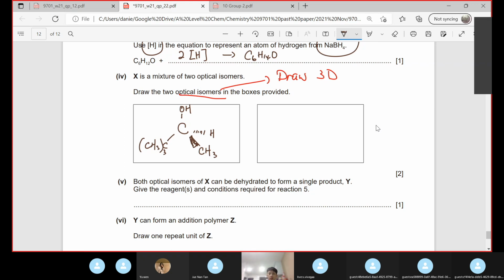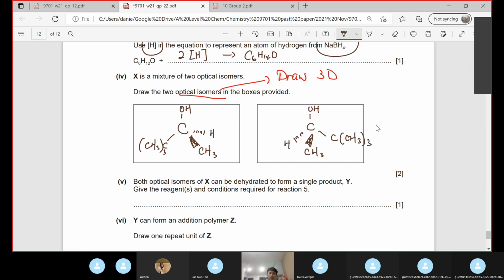Then we draw the mirror image carbon, OH at the top, hydrogen, CH3, then C, CH3, 3. As long as you show the mirror image and all the groups, they are correct: OH, H, CH3, C, CH3 3. So there are 4 different groups of atoms, then your optical isomers are correct.